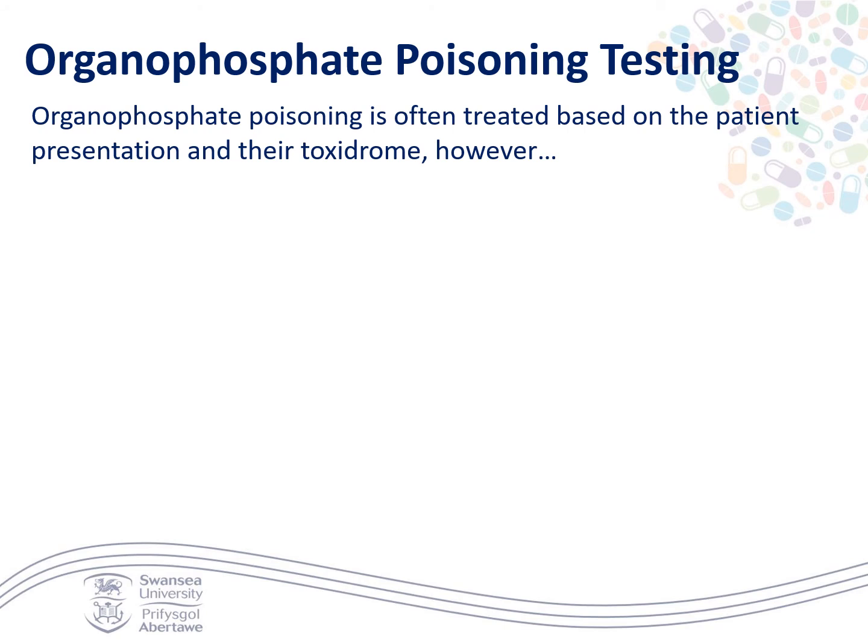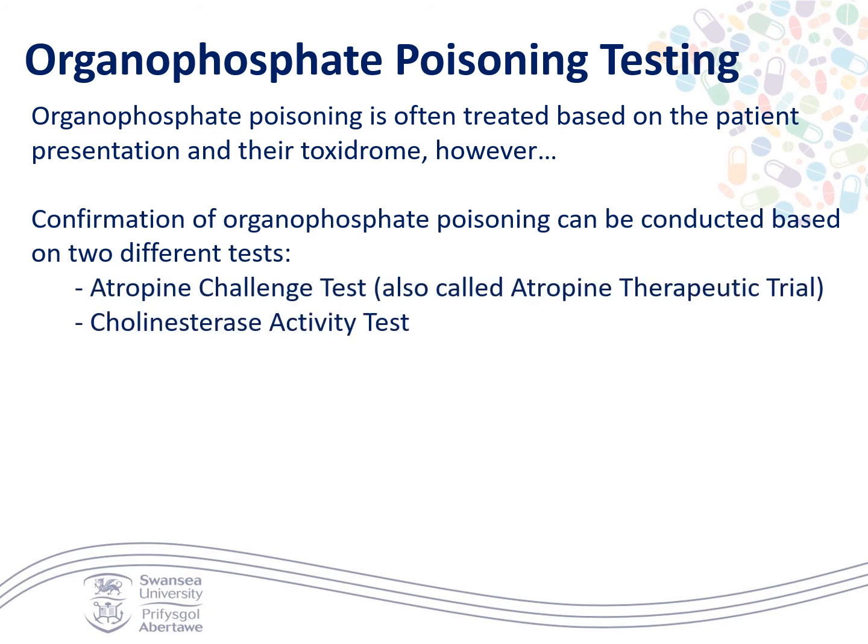Often, we will begin treating patients with organophosphate poisoning before we have a confirmatory test, and this is due to often treating the patient's presentation and in line with their toxidrome. So this increased salivation, lacrimation, urination, defecation, GI disturbances, and emesis, this SLUDGE toxidrome. In saying that, we can conduct a number of confirmatory tests in order to confirm whether that patient has been exposed to organophosphates or nerve agents.